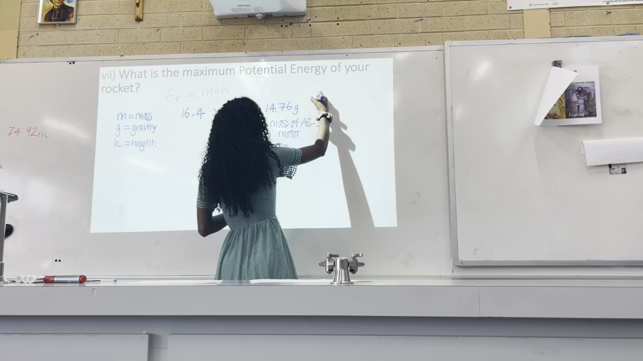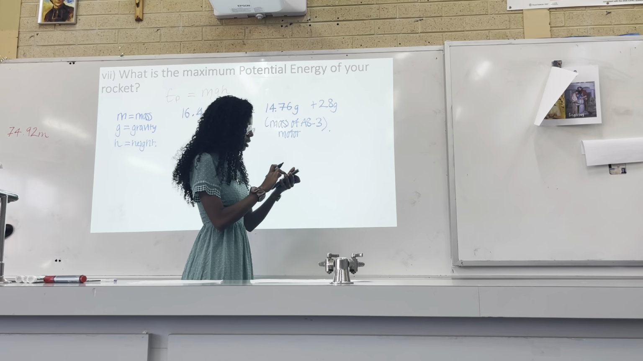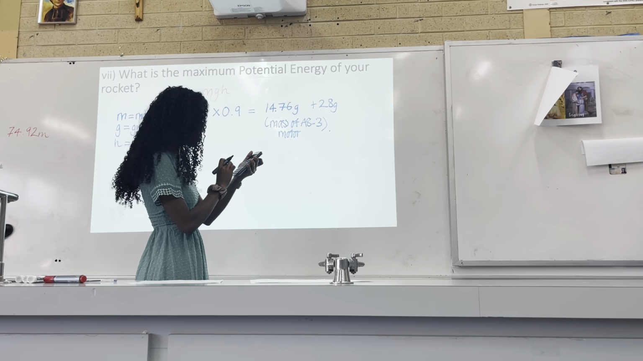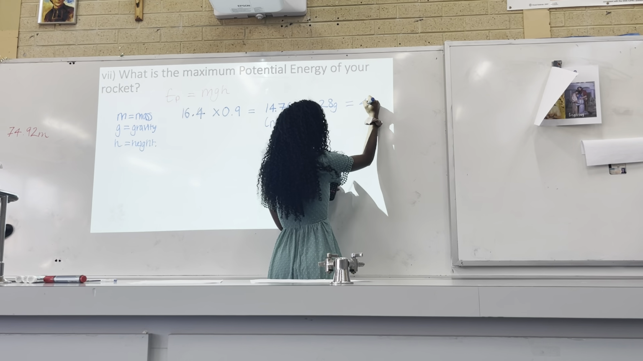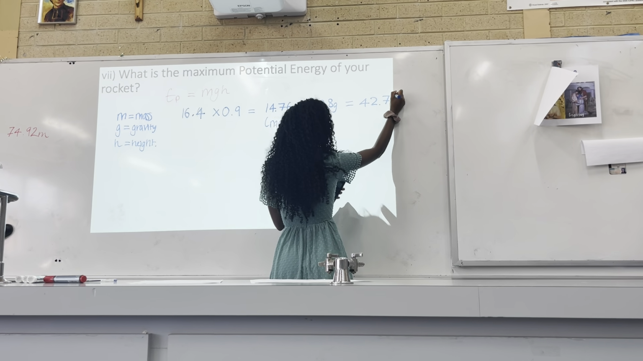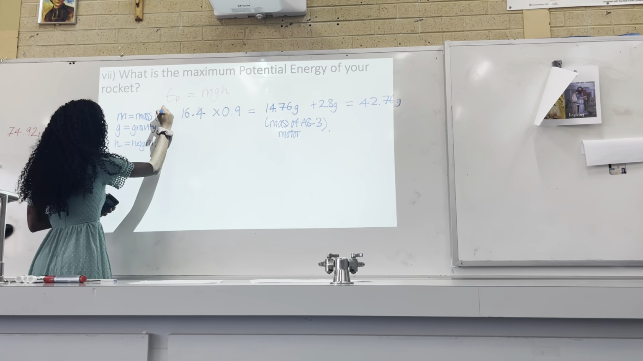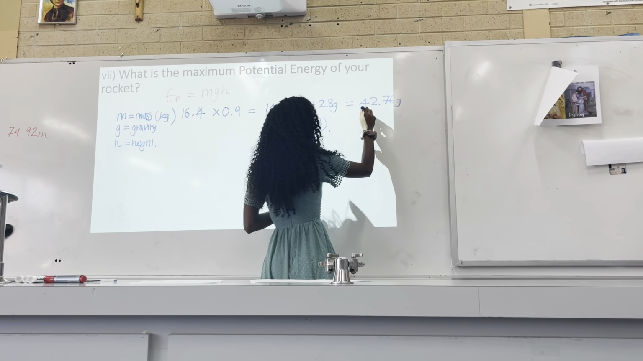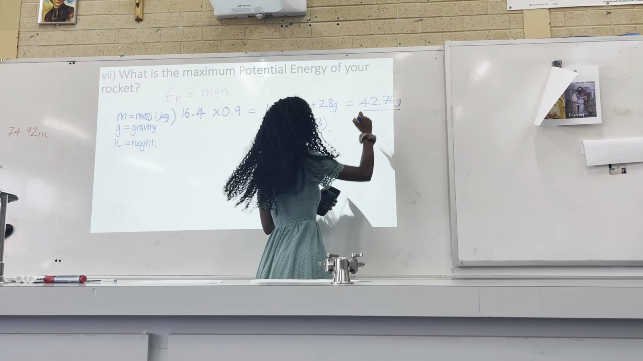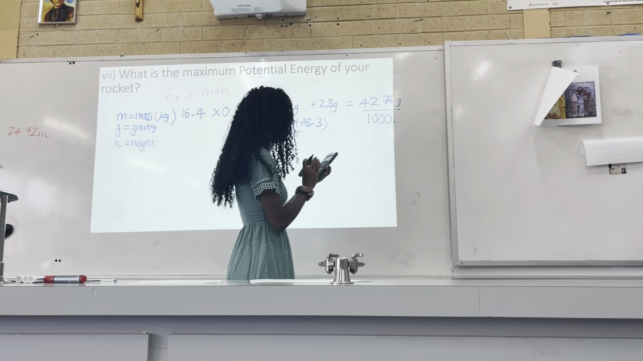And my mass of my rocket was 28 grams. All right, so we go 14.76 plus 28 grams, and that gives us 42.76 grams. Remembering that mass is measured in kilograms, so we've got to divide it by 1,000. So dividing that by 1,000, we'll move those decimal places across.